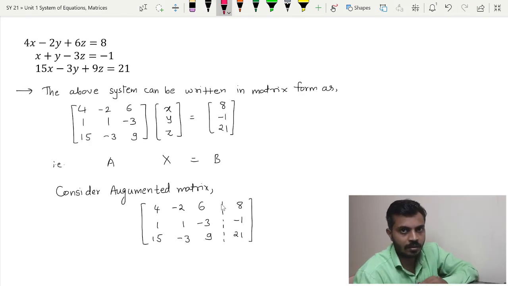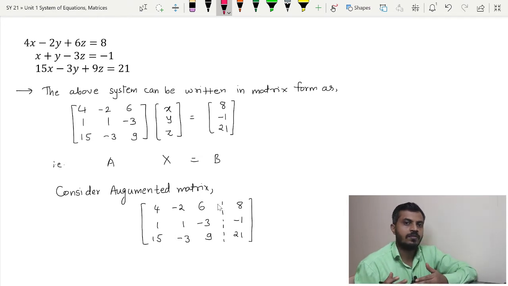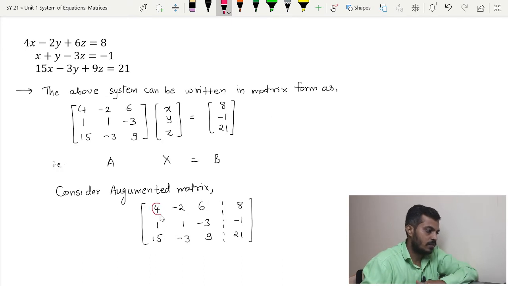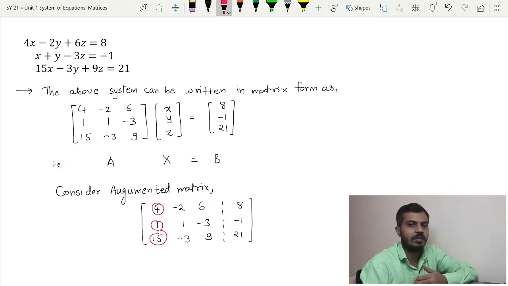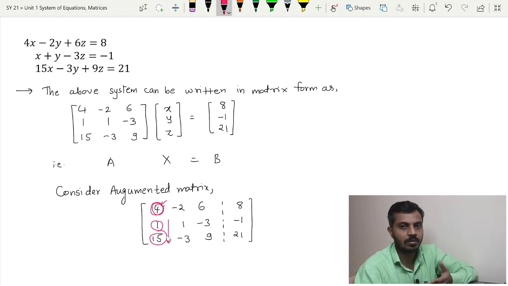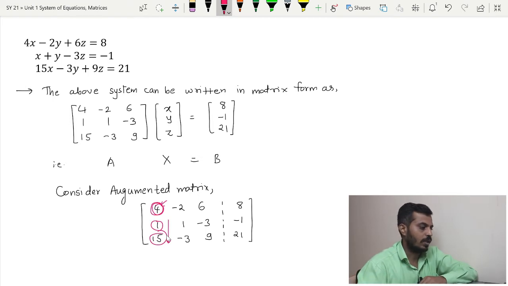Now let us circle the leading coefficients first, because we have to convert this matrix into echelon form. So my leading coefficients are 4, 1 and 15 respectively. We have to use this entry to make all the entries below it 0, but as you can see, that entry is 4. Even if we divide by 4, we will get some fractions in the first row, so we will avoid that. But you can see that in the second row we have 1 over here.